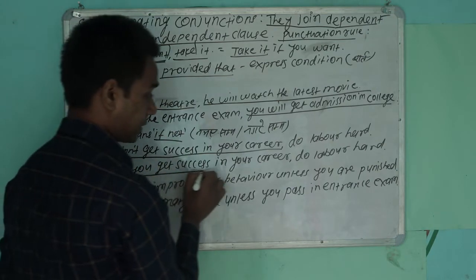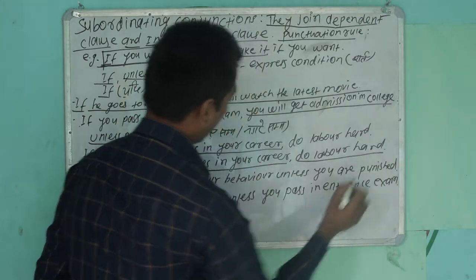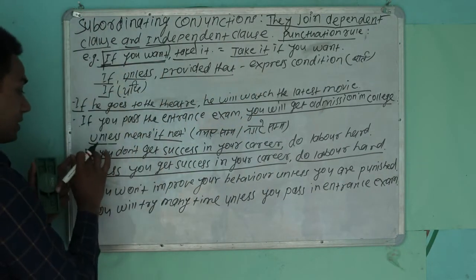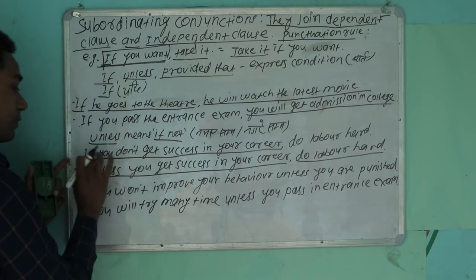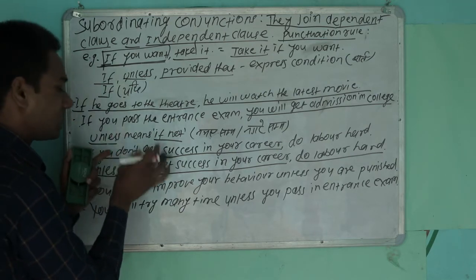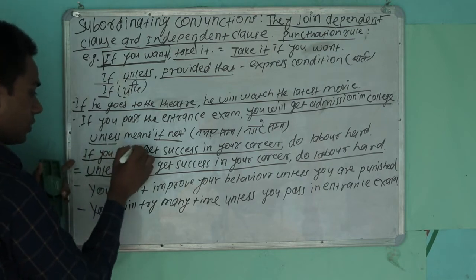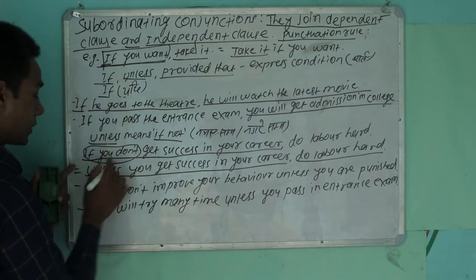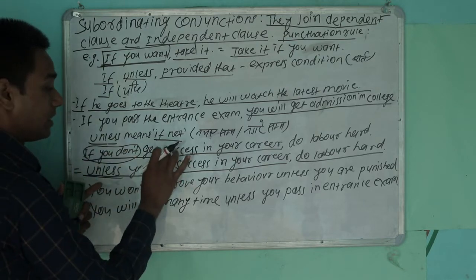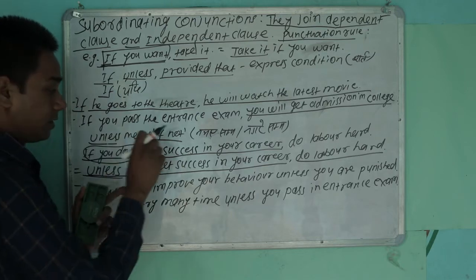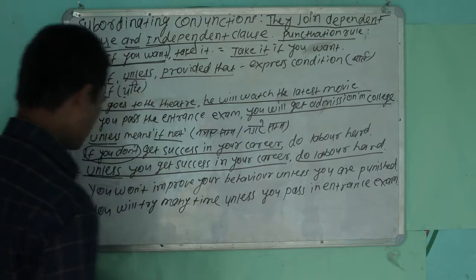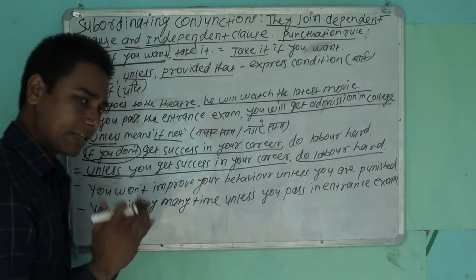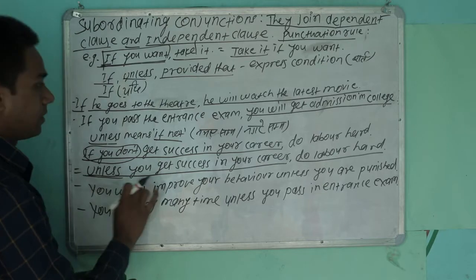Unless you get success in your career, do labor hard. The meaning is the same, no change. So if there is if not, meaning if, subject and don't or doesn't according to the subject, this is called if not. In the place of if not we can use unless. So the meaning is the same here in both sentences. It means if there is an if-not sense, at that time we can use unless.